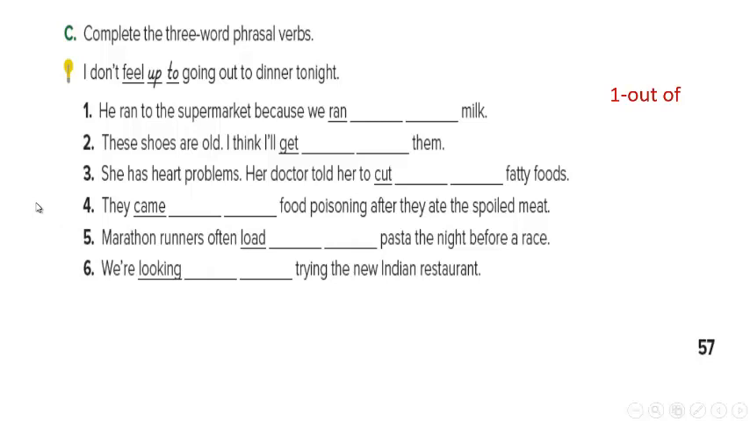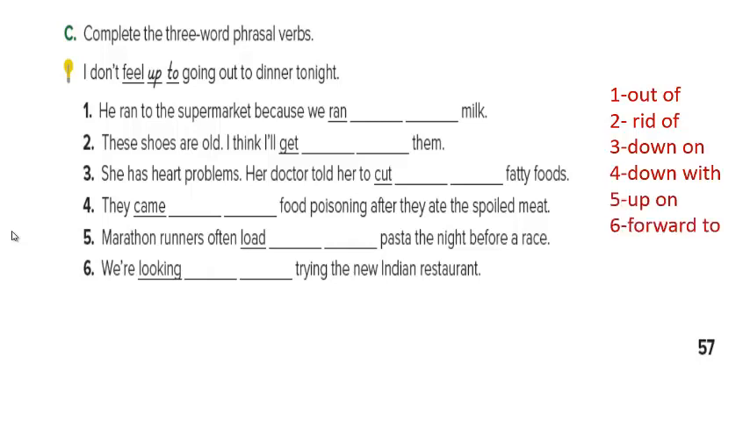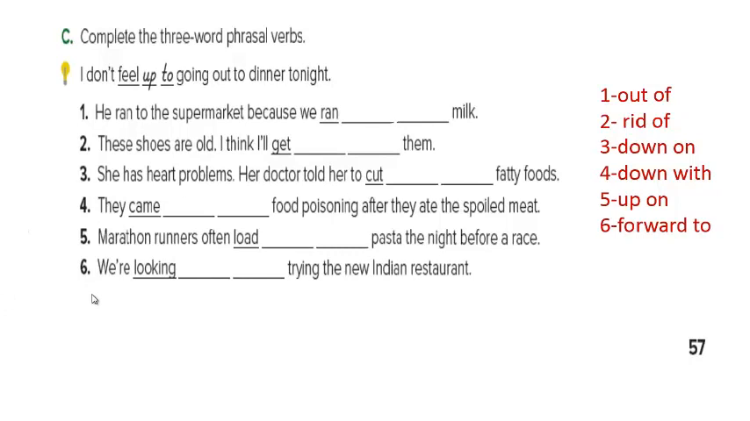These shoes are old. I think I'll get what? Exactly. I'll get rid of them. That means I will dispatch them. She has heart problems. Her doctor told her to cut down on fatty foods. Now they came blank food poisoning after they ate the spoiled meat. They came down with. Marathon runners often load up on pasta the night before a race. Number 6. We're looking forward to trying the new Indian restaurant.